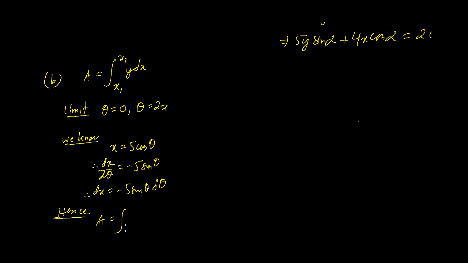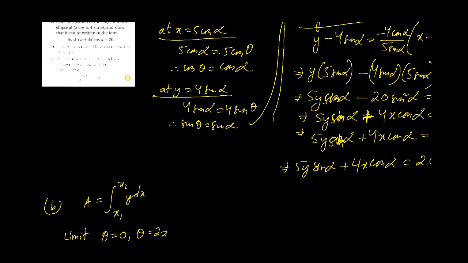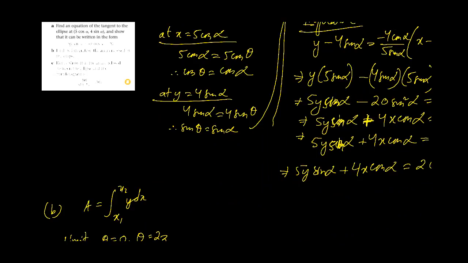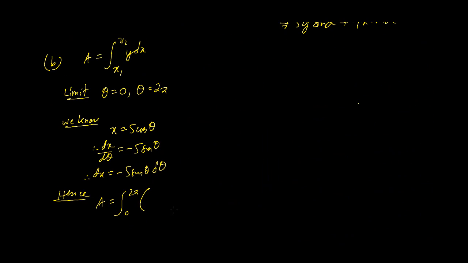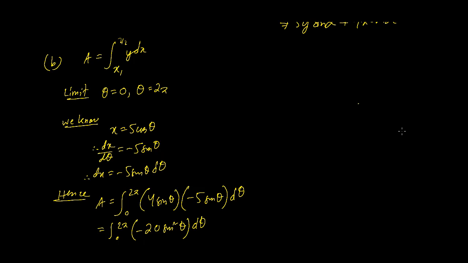Area equals, the lower limit is 0, to 2 pi. So we have y dx. The y is 4 sine theta. So 4 sine theta, and dx is minus 5 sine theta d theta. So if we simplify, 0 to 2 pi, 5 4s are 20, so minus 20 sine squared theta d theta.